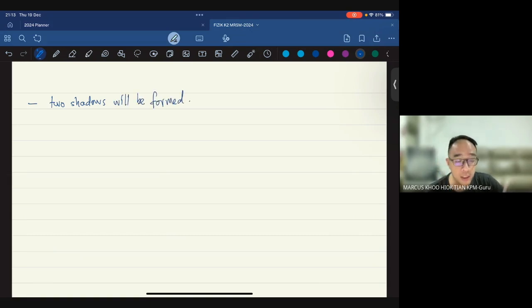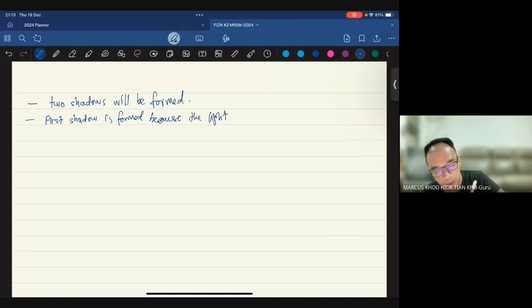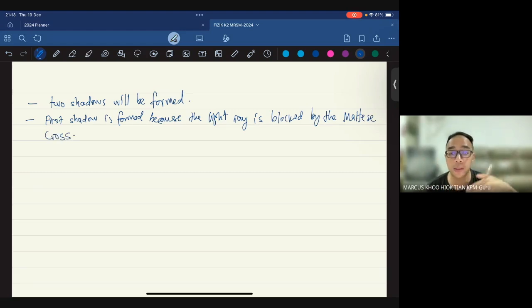The first shadow is because of switch S1. So the first shadow is formed because the light ray is blocked by the Maltese cross. Okay, the Maltese cross blocks this one.